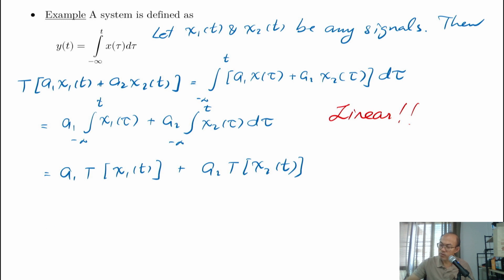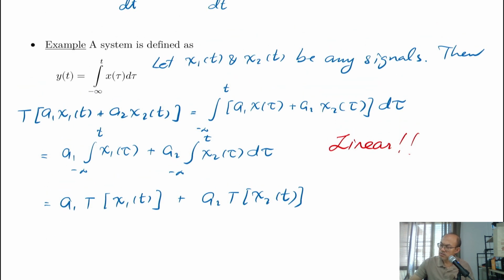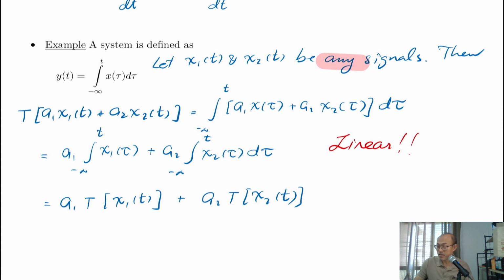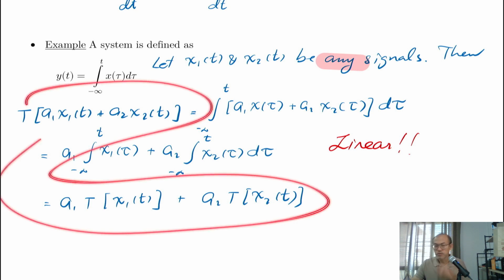Okay. I would like to emphasize this. You have to state explicitly that x1 and x2 be any signal. If you want to prove that a system is linear, then you have to state explicitly that x1 and x2 be any arbitrary signal. If you don't do this, then your proof would be flawed, because this equation has to be true for any x1 and x2. It cannot be true for some particular x1 and x2. There are no exceptions. So you'd have to start with this sentence, okay, and show that this is true. All right.